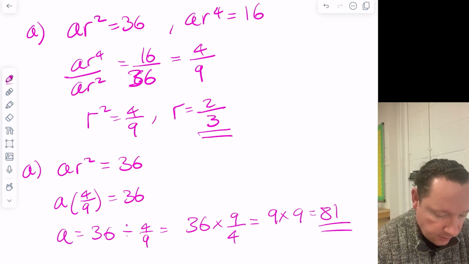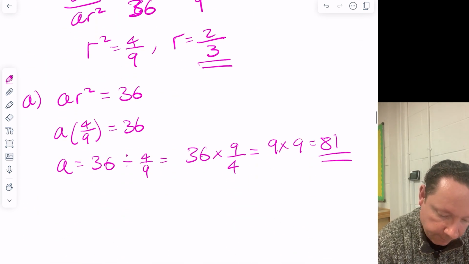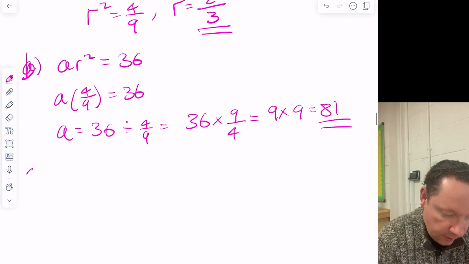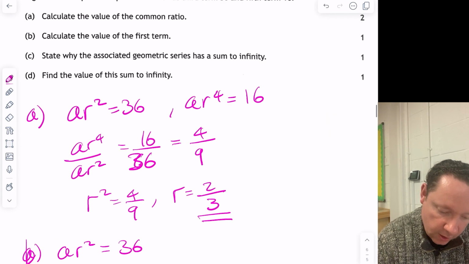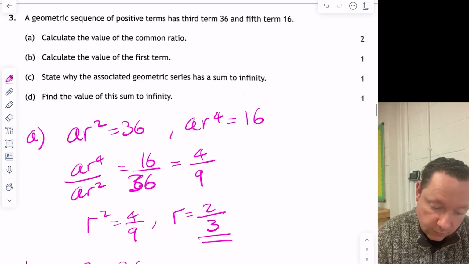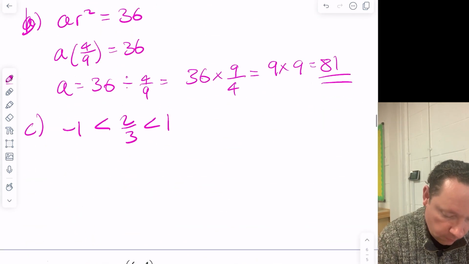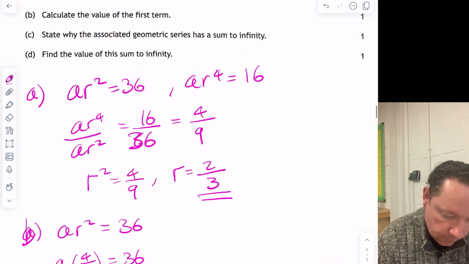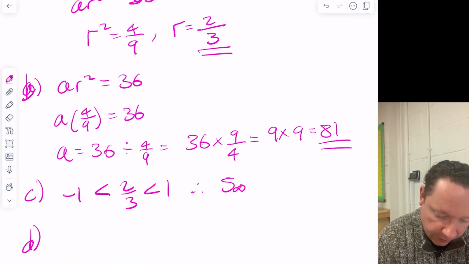And then the last bit says, C, state why it has a sum to infinity. Well, this was B, by the way, and that was A. C, it has a sum to infinity because minus 1 is less than 2/3, which is less than 1, in other words. So that's all you need to say. I'll just put therefore the sum to infinity exists.